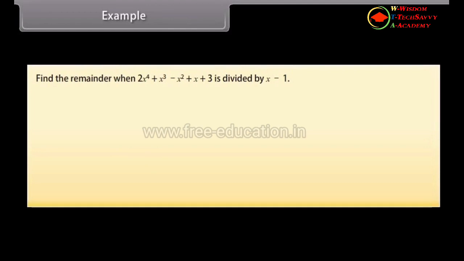Find the remainder when 2x^4 + x^3 - x^2 + x + 3 is divided by x - 1. Solution. Here, p(x) = 2x^4 + x^3 - x^2 + x + 3, and the zero of x - 1 is 1.